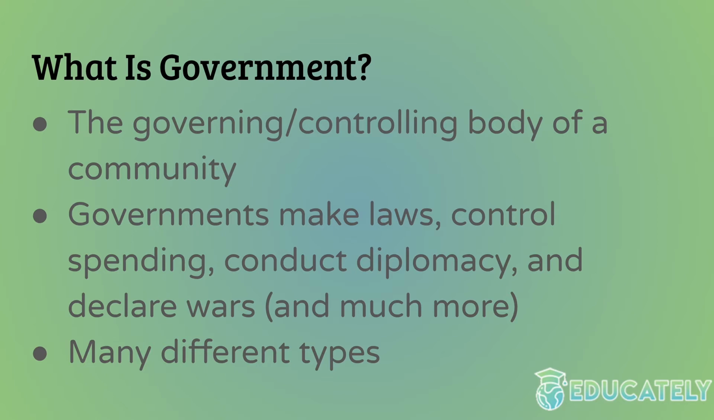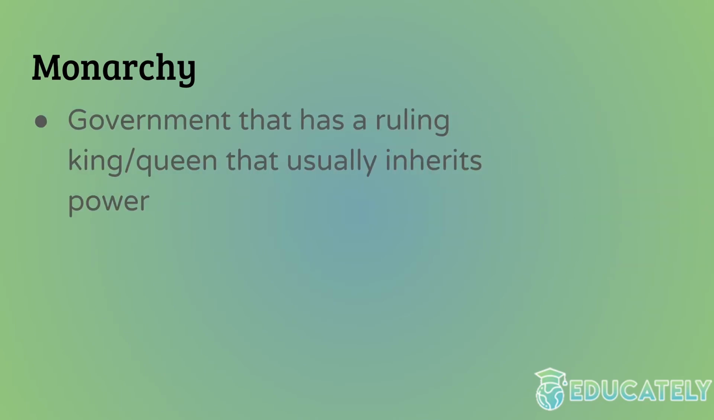So let's get started. First one we have is monarchy. It's a government that has a ruling king or queen, depending on the gender, that usually inherits power. And that last part is pretty key. Usually kings or queens don't get elected, but they inherit their power. Say if their father's the king, once their father steps down or abdicates, as we call it, or dies, they will inherit their power from their bloodline.